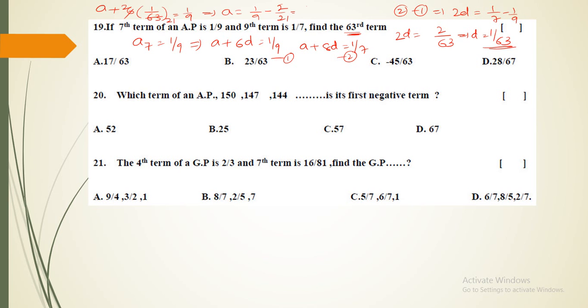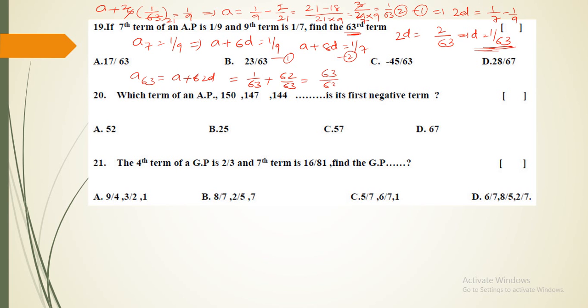So what is the LCM? 21 minus 18 by 21 into 9. So what am I going to get? This is 3 by 21 into 9. So 3 in 21, 7 times. So this gives me 1 by 63. 9 sevens are 63 only, no? So the A value is 1 by 63, the D value is also 1 by 63. Now what did he ask? A63. So A63 is nothing but A plus 62D, which is 1 by 63 plus 62 by 63. So what am I going to get?